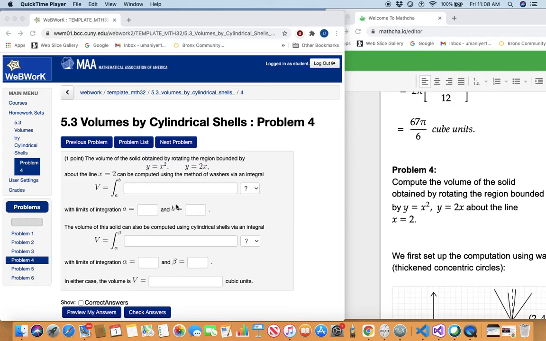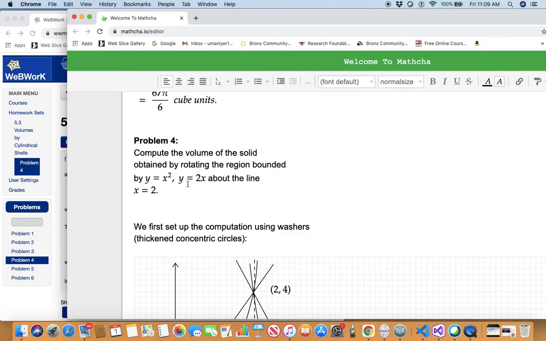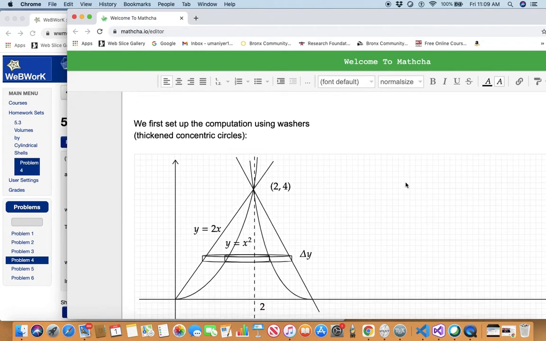So they want us to set up the problem both using washers and cylindrical shells. A washer is nothing but a thickened region between two concentric circles. So the region is between y equals x squared and y equals 2x. Let's draw the picture. y equals x squared, y equals 2x above the line x equals 2.